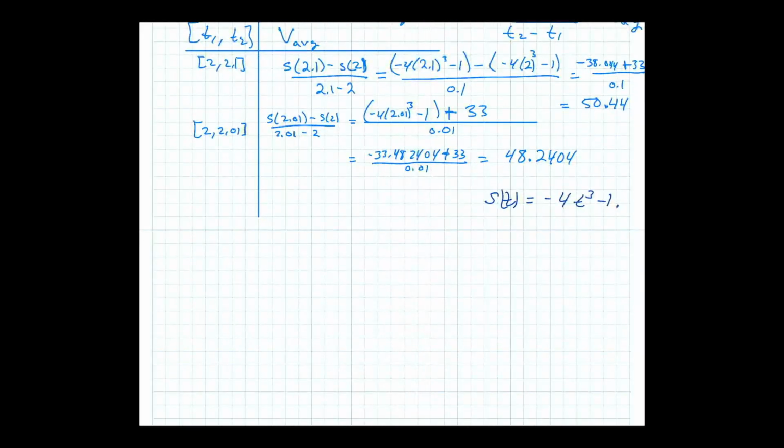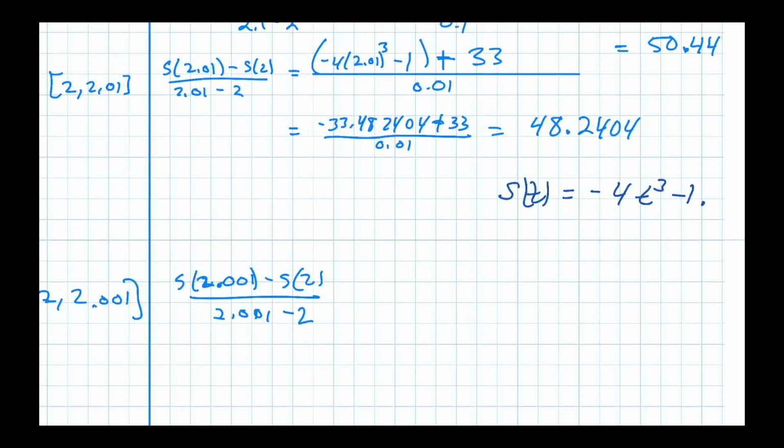Now I'm going to do one more. 2 to 2.001. So S of 2.001 minus S of 2 over 2.01 minus 2. And what we get is negative 4 times 2.001 cubed minus 1 plus 33. That's S of 2, which is going to be the same every time, over 0.001.